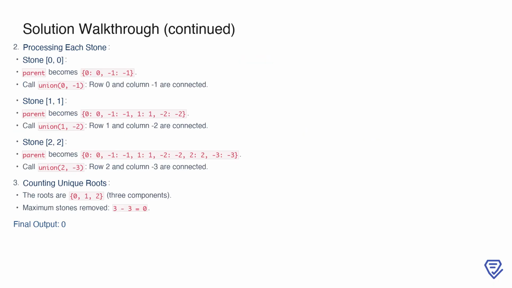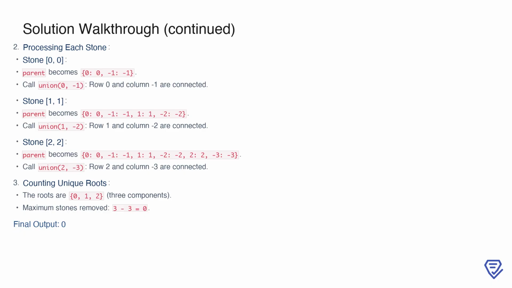Starting with the initialization step, we again create an empty parent dictionary. For the first stone at 0, 0, we add row 0 and column -1 to the dictionary and connect them. For the stone at 1, 1, we add row 1 and column -2 to the dictionary and connect them. Finally, for the stone at 2, 2, row 2 and column -3 are added, and they are connected as well.